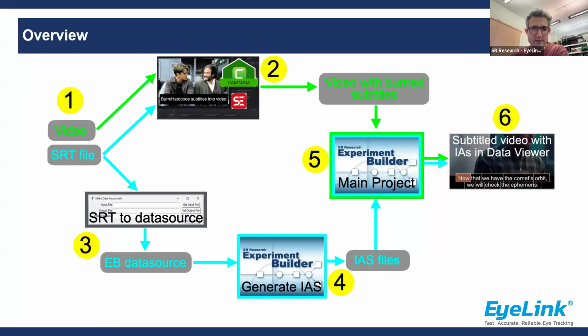So this is how we're going to do it. This is an overview of all the steps that we'll be doing. So step 1, you should have a video and an SRT file. The video doesn't need to have the subtitles burned within it just yet. So just a plain video and the SRT files.